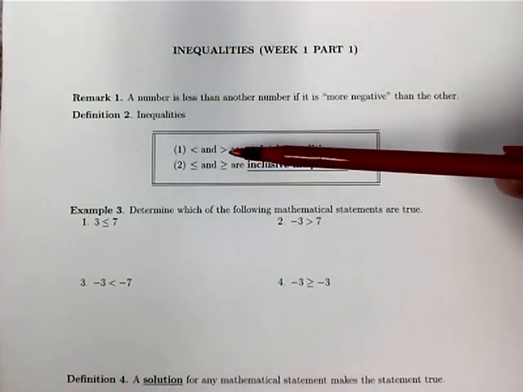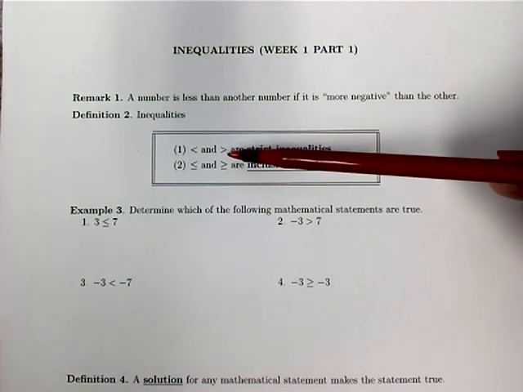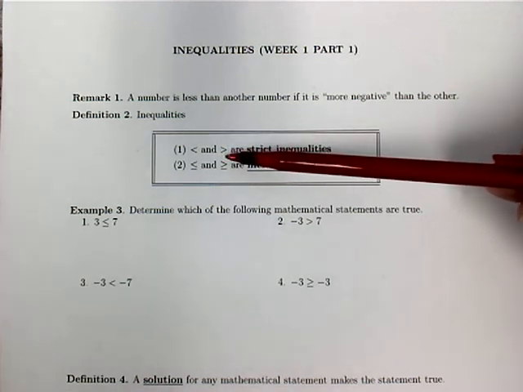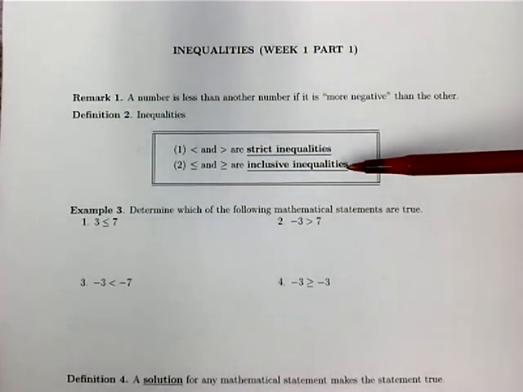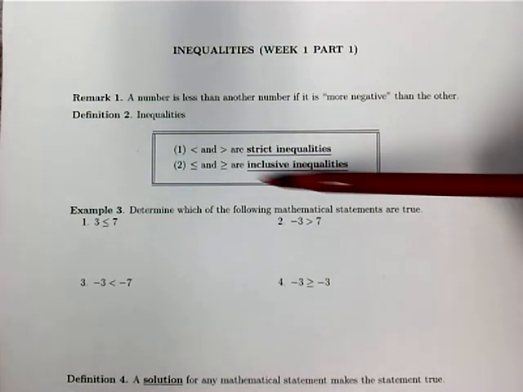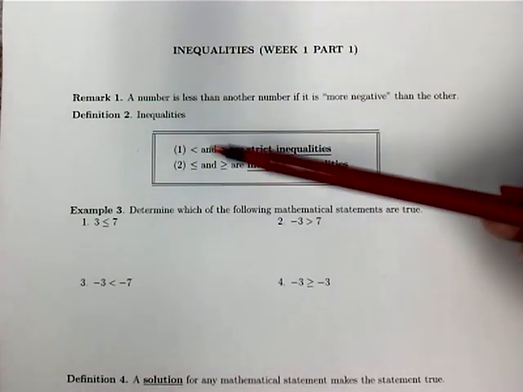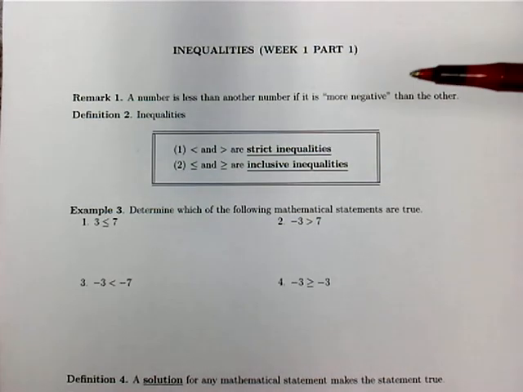Strict inequalities do not have the equal sign under them, and you have to be strictly bigger than the other or not for it to be a true statement. Inclusive inequalities can still be true if they are the same number, though. So otherwise, they are similar to their strict inequality brethren.